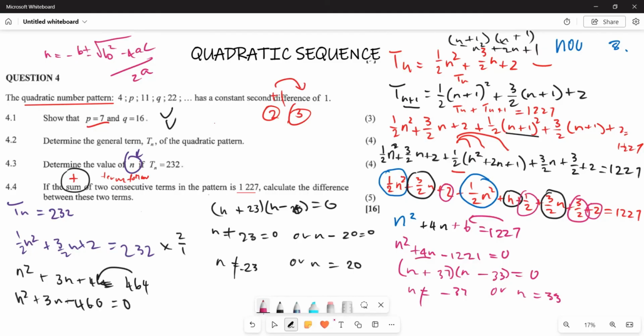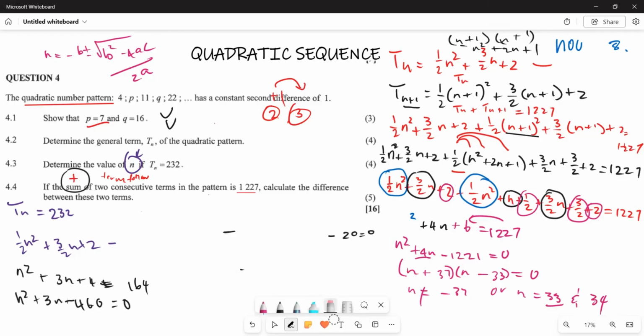But the question says the sum of two consecutive terms. So which means, what are these two consecutive terms? If this is 33, the next consecutive term is going to be 34, right? So the two consecutive terms they are referring to here are 33 and 34.